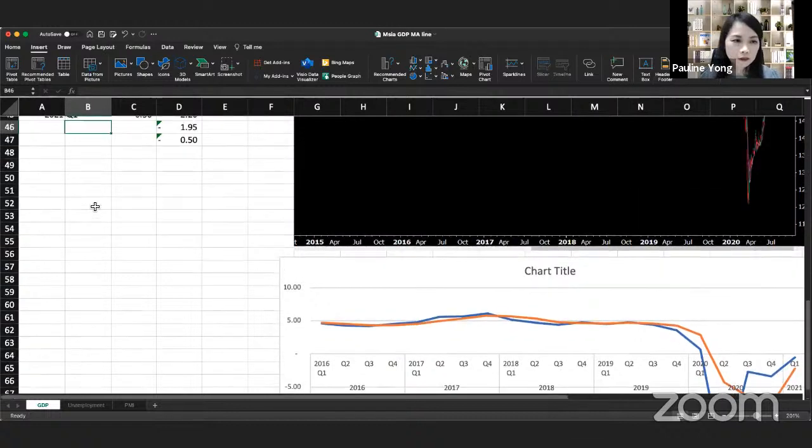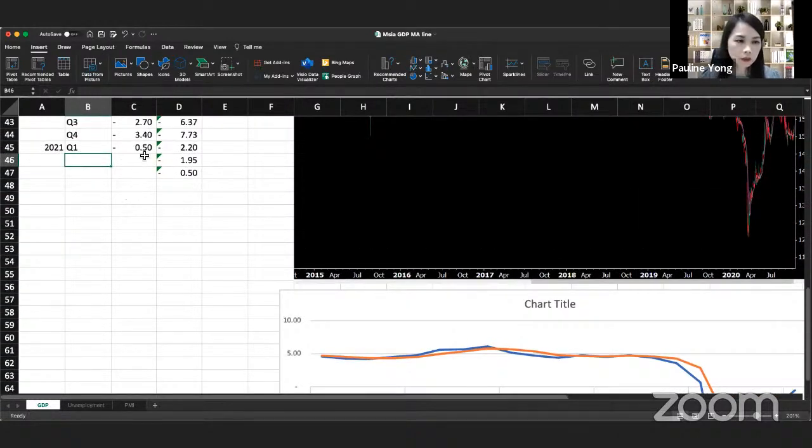Okay, so that was our first quarter, minus 0.5. So we want to see the second quarter. The second quarter is supposed to be a better figure, because the economy was reopened in April and May. So we should be able to see some positive figures here for the second quarter of GDP.